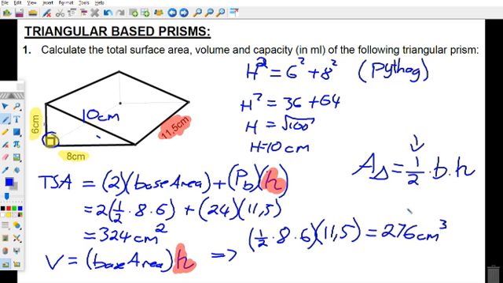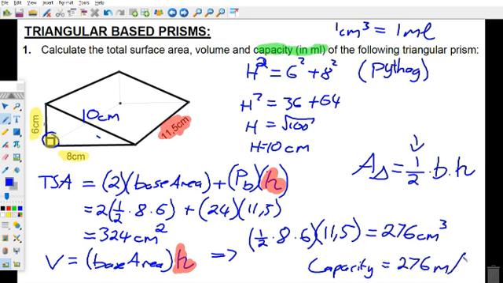Volume. Yes. And then the last thing they're asking for is the capacity. Now, capacity talks about liters. From our conversion, what's my conversion for capacity? 1 to 1. So 1 centimeter cubed is equal to 1 milliliter. So what's the capacity here? Exactly. So it is going to be 276 milliliters.